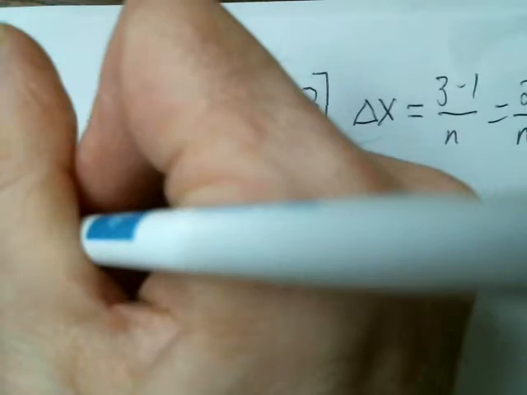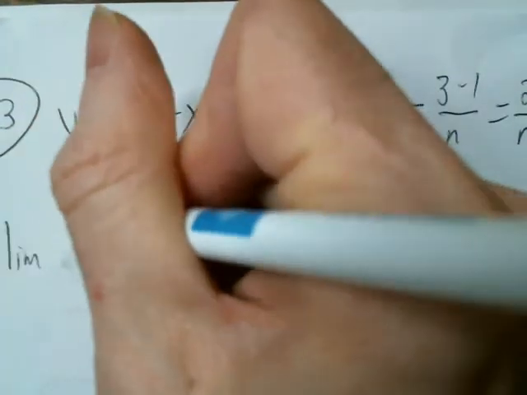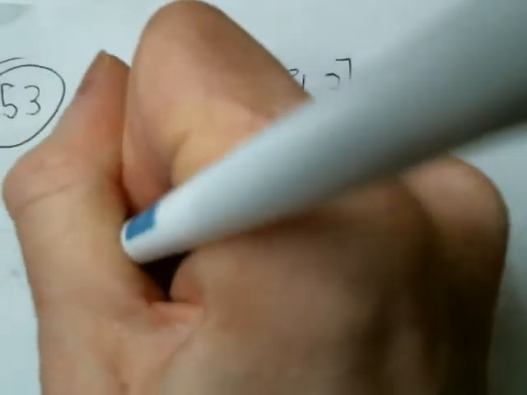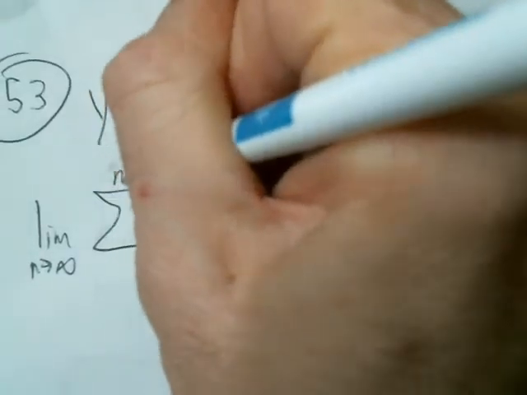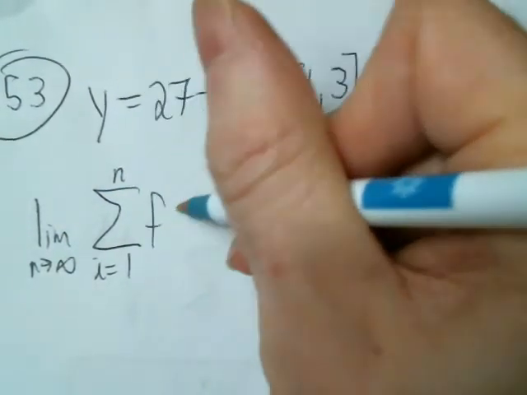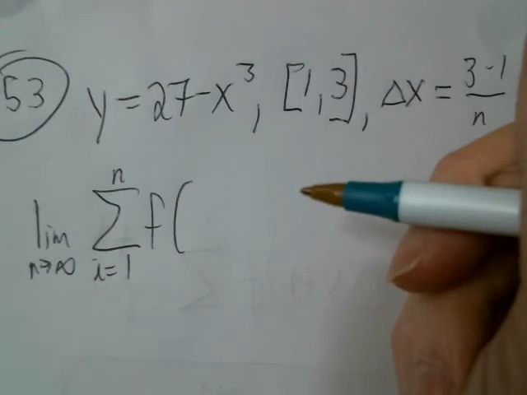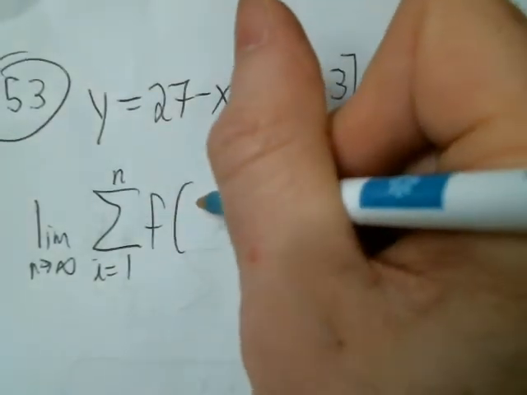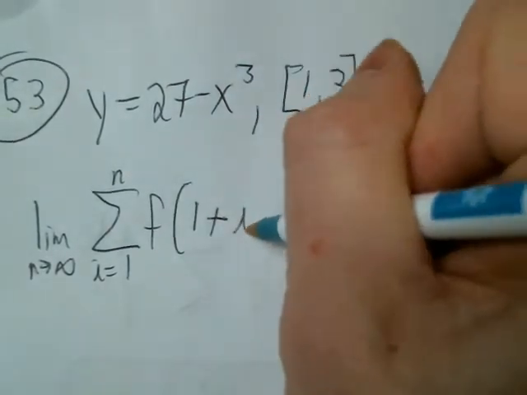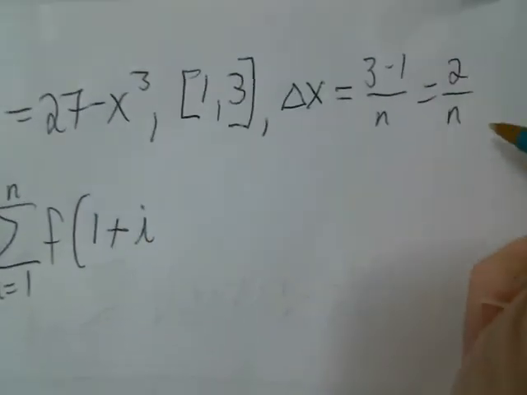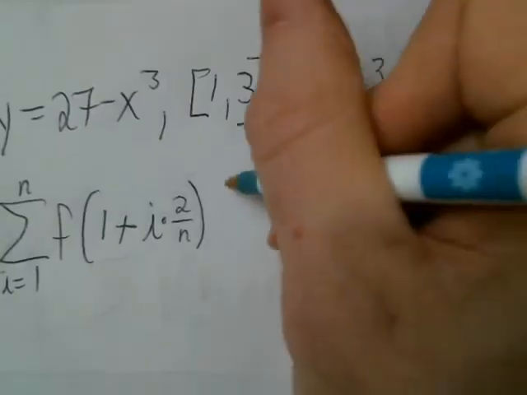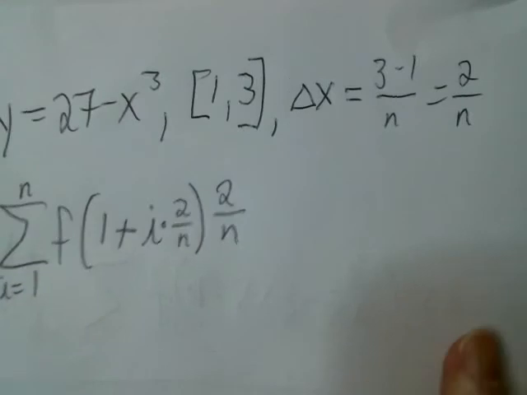So I'm doing 53, and yeah, it's a bear. I want to use my formula, the sum thing, and then I take the limit of that sum as n goes to infinity, as the number of rectangles goes to infinity. So I'm going from I equals 1 to n of f of, and now I put in my formula, so it's going to be a, which is 1, plus I times change in x, which I just figured out was 2 over n. And then times change in x, which is 2 over n.